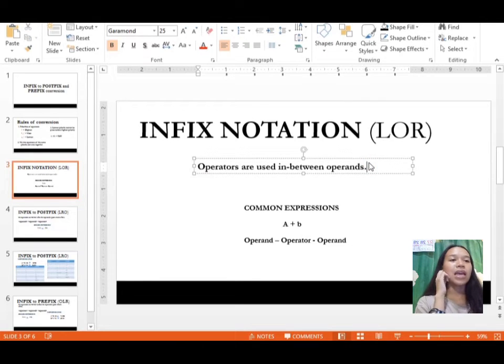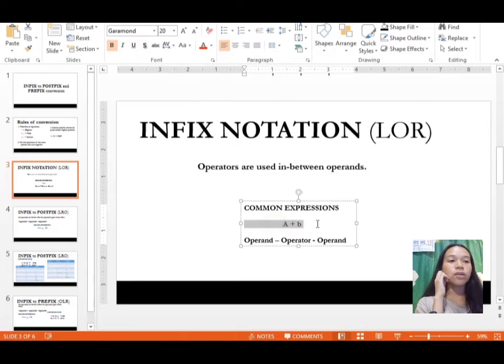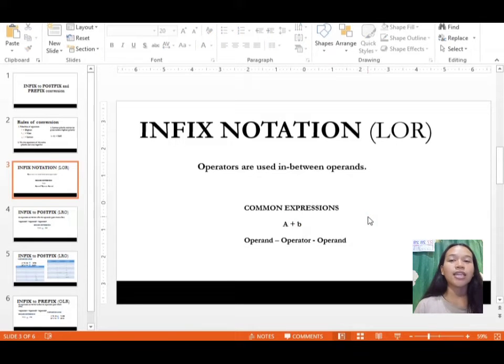So this is our common expression, or the basic example. The letter A is the operand, addition is the operator, and B is our operand. I hope this infix notation is clear, because this is also our basis to convert expressions to postfix and to prefix. In short, infix notation is any expression where the operator is between two operands. This is the syntax: operand, operator, and operand.